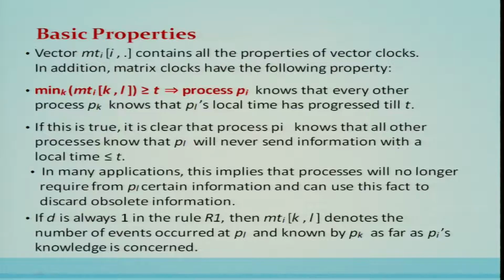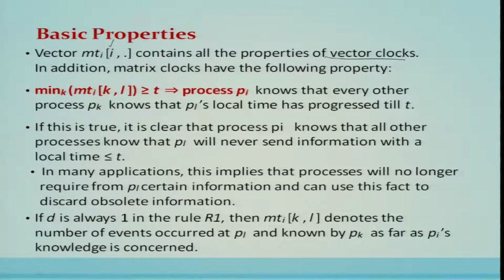What are the basic properties of a matrix clock that we are going to see now? So the vector MTi, that is the ith row, is nothing but the complete vector. It will have all the properties of a vector clock. In addition, the matrix clock has the following properties.